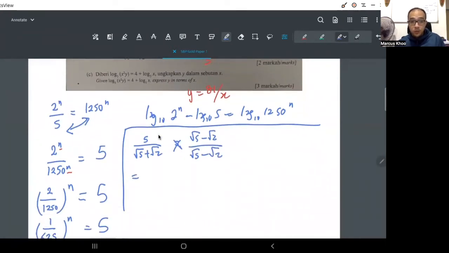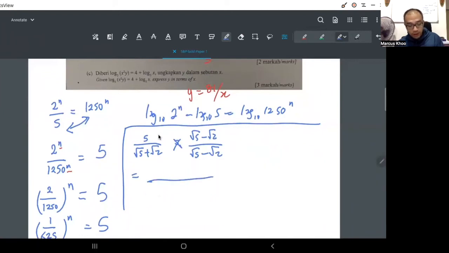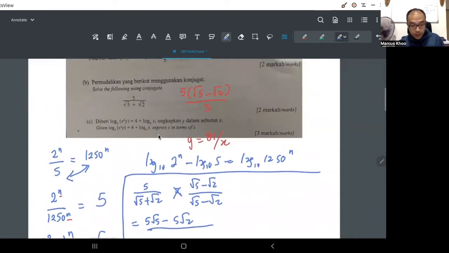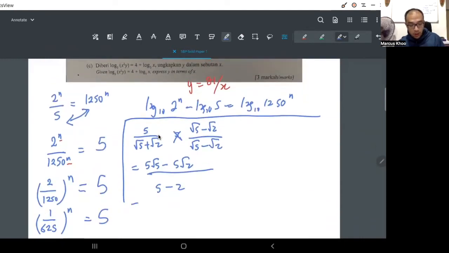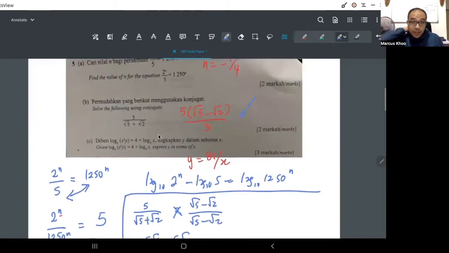Okay, so what we will get is at the bottom will be 5 minus 2, and then here will be 5 root 5 minus 5 root 2. And then this one will just give you 5 root 5 minus 5 root 2 over 3, which is about the same answer as this. It is actually exactly the same answer.